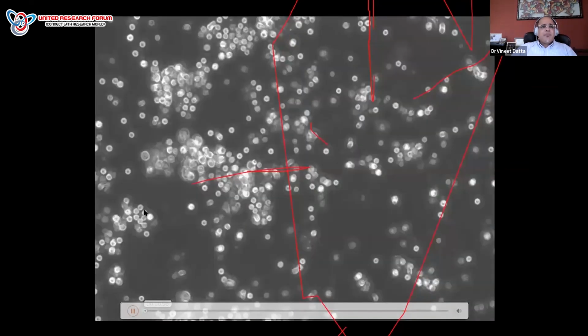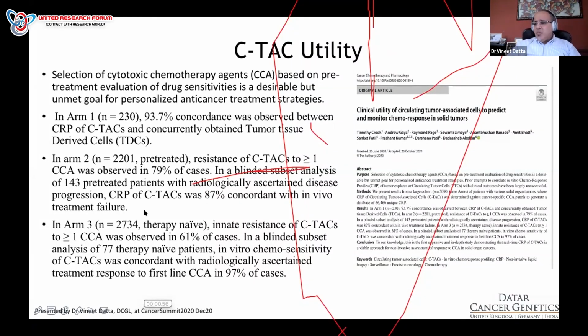Okay. So this was just a subsequent paper that came out just a couple of weeks ago. What we've started to do is to utilize cytotoxic therapy agents based upon pre-evaluation. In this particular structure, prior attempts have been made to correlate the in vitro chemo response of tumors or circulating tumor cells with clinical outcomes in this perspective.